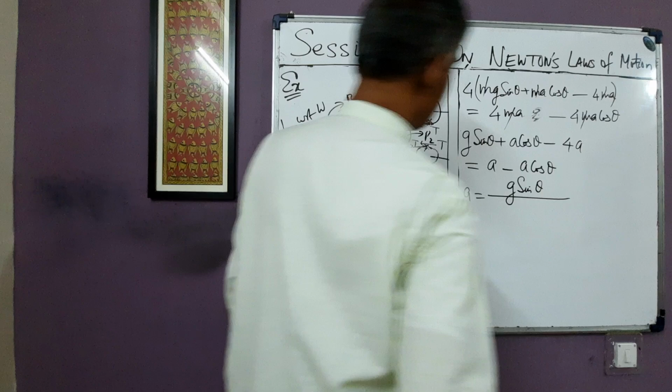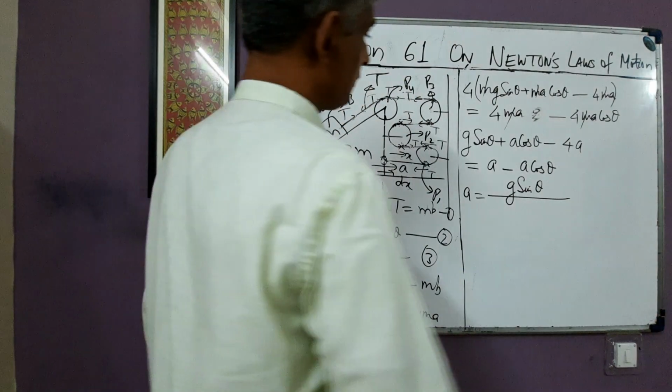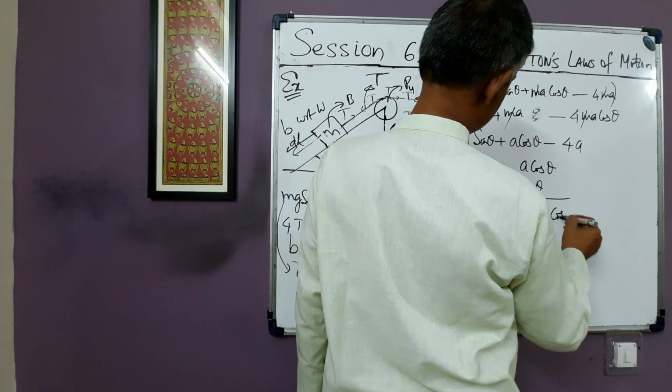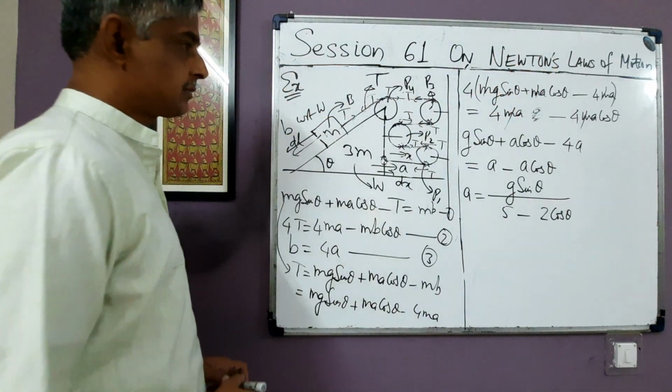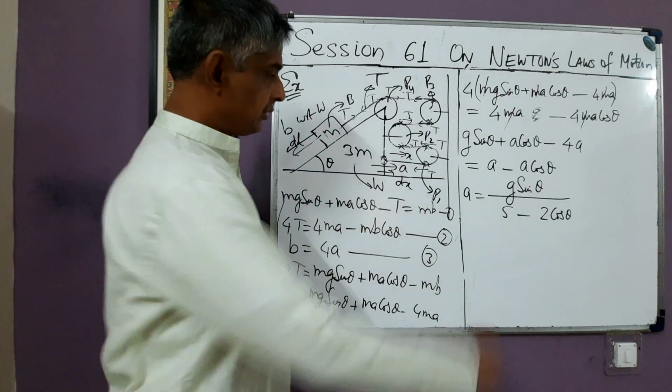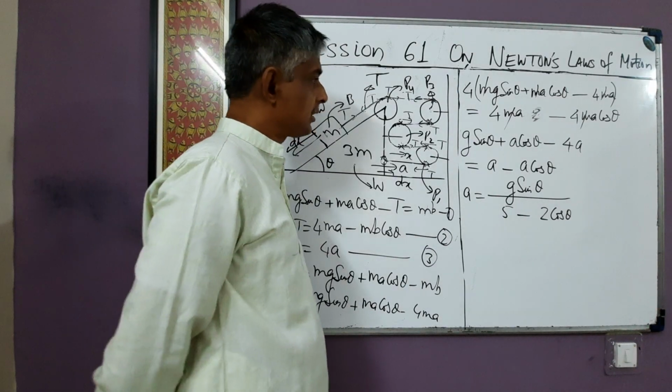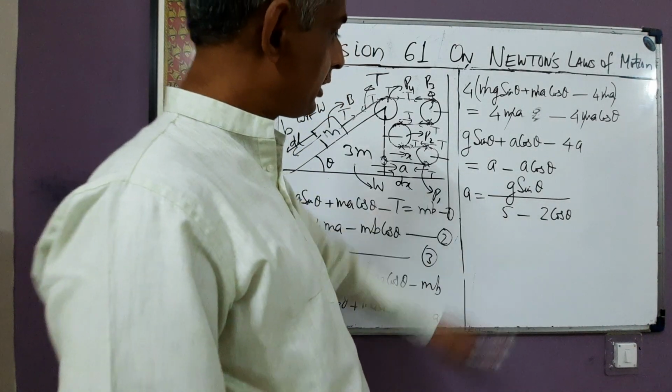g sin theta by, now how much will a become? 4a here, so 5 minus 2 cos theta. See, this is the expression for a if you solve this equation. a becomes g sin theta upon 5 minus 2 cos theta. This is the expression for a.